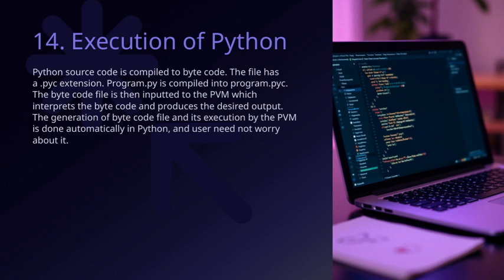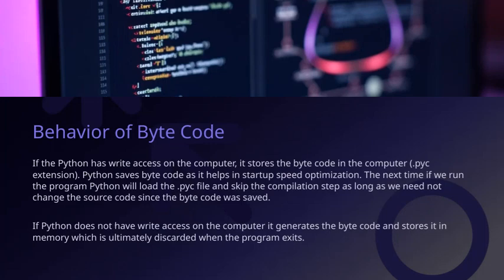One of the great things about Python is that this entire process, compiling to bytecode and then executing, happens automatically behind the scenes. As users, we don't need to worry about these steps. Python takes care of it all seamlessly. This automation helps make Python both powerful and user-friendly, aligning with its goal of simplicity and ease of use. When Python runs on a computer, the behavior it exhibits regarding bytecode depends on the access permissions.